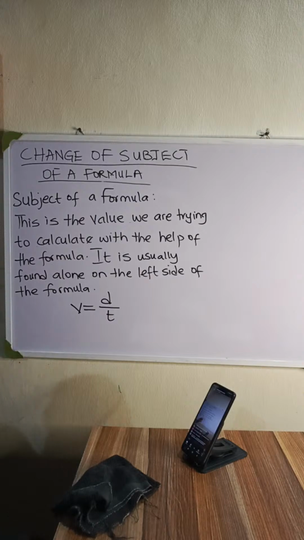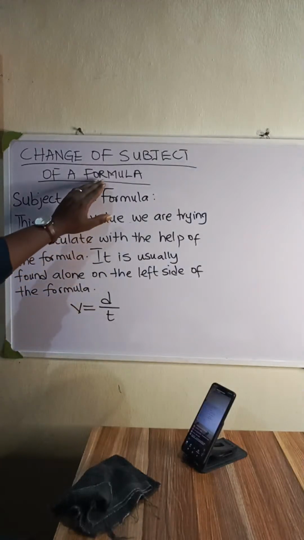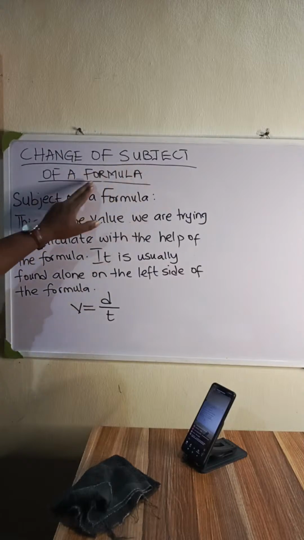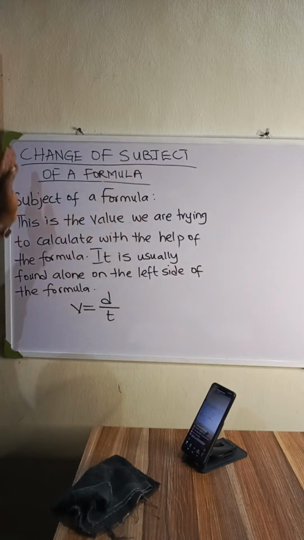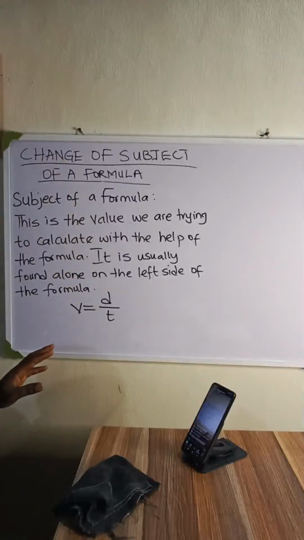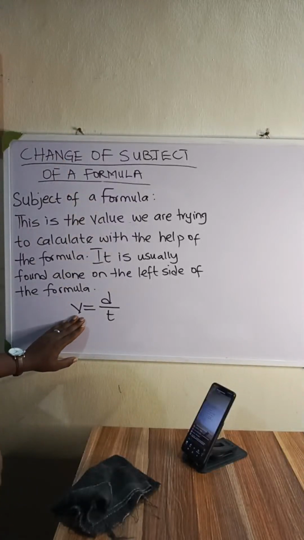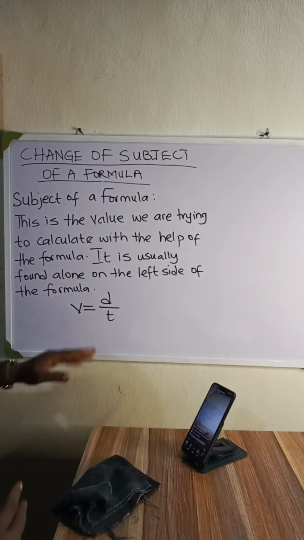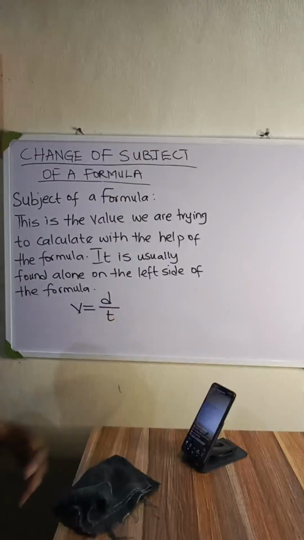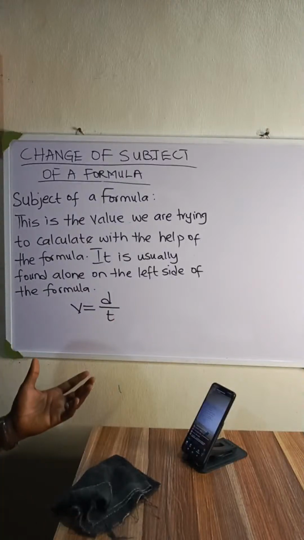Okay, so V is equal to D all over T. The V is the subject. So we've seen what the formula is. We've seen what the subject of a formula is. Next is change of subject of a formula. Change of subject of a formula means V is the initial subject, and we can decide that we want D to be the subject. The question is, how do we get it done?